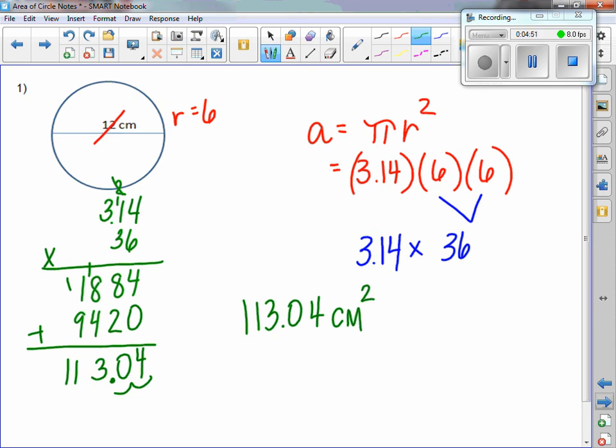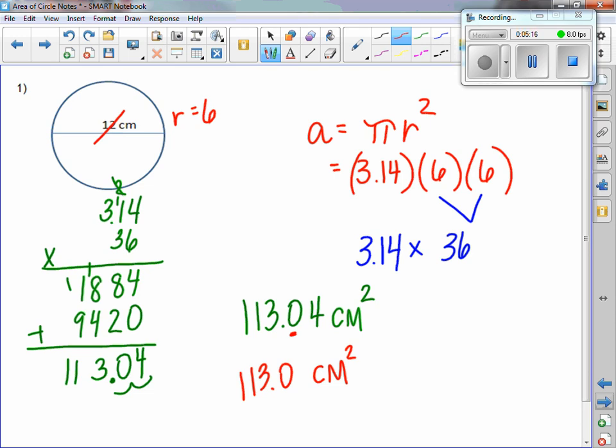Or if they ask to round to the nearest tenths, which they often do, the 0 is in my tenths place. So I'm going to look to the number to the right of that. The 4 is less than 5, so I'm not going to round up. So this would stay 113.0 if I were asked to round to the nearest tenth, but it didn't say, so we'll just leave it.